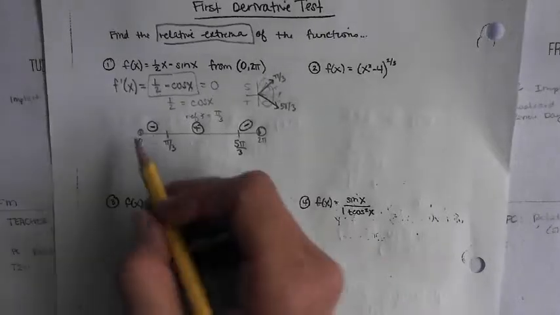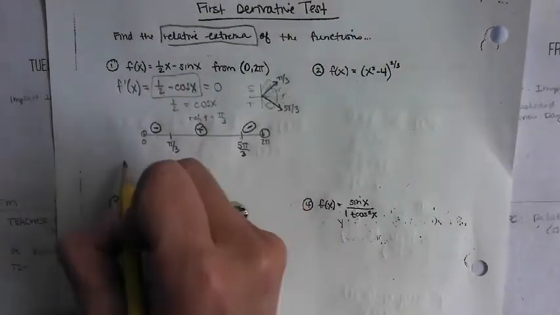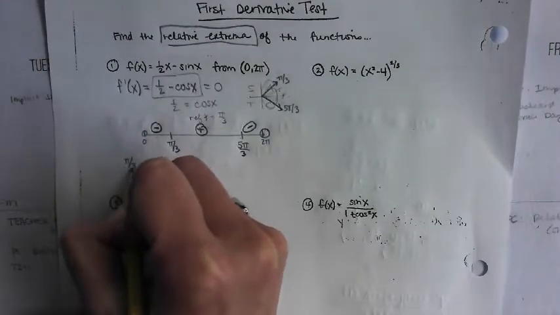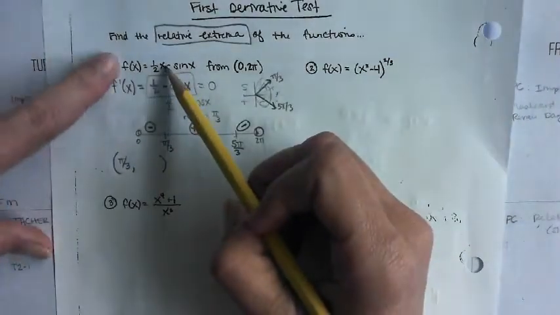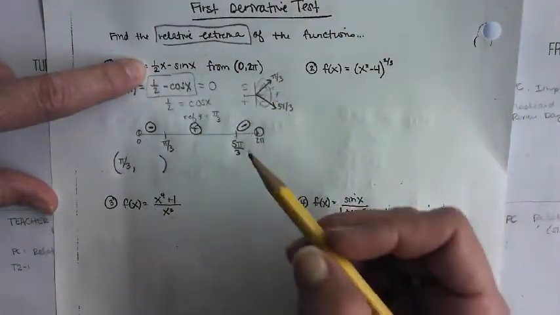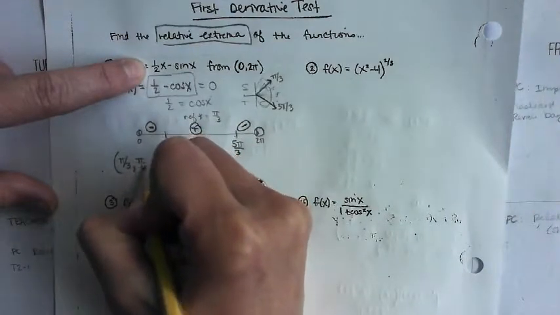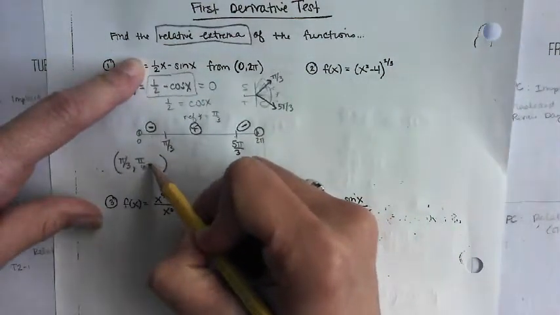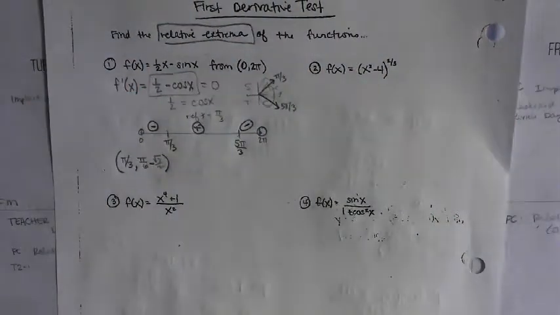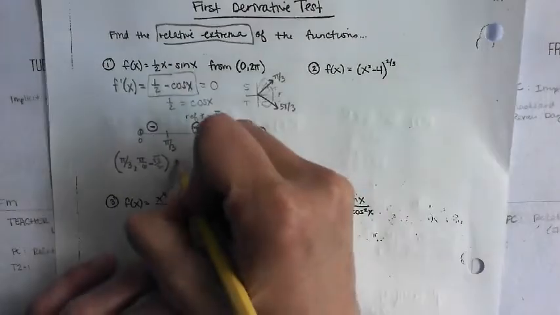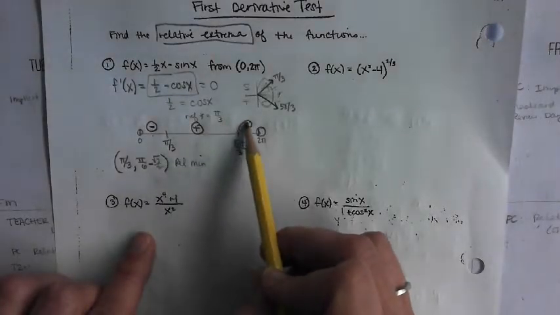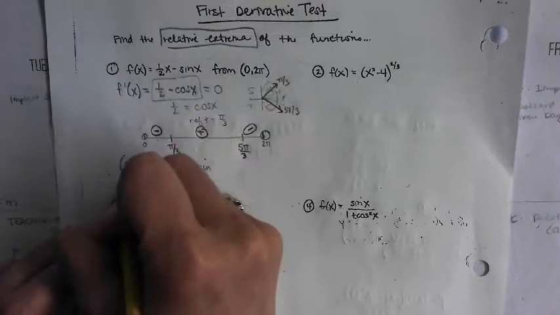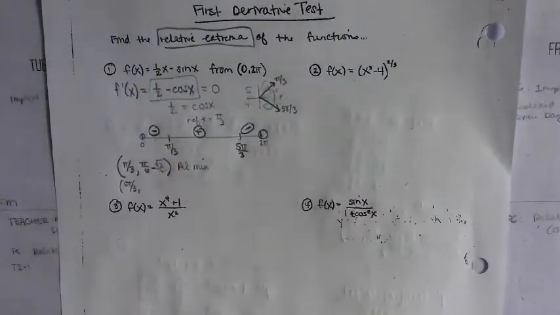So your relative extrema: pi over 3 is a what? Minimum. Now, we will find the y-coordinate, because when they ask for the relative extrema, that's the point. So pi over 3, when you plug it in, a half times pi over 3 is pi over 6, and minus the sine of pi over 3 is minus root 3 over 2. So it's not a pretty y-coordinate, but it'll do. This is a relative minimum. So we're decreasing going into it, increasing coming out. Then we start decreasing again at 5 pi over 3. So 5 pi over 3, comma something is a relative maximum.